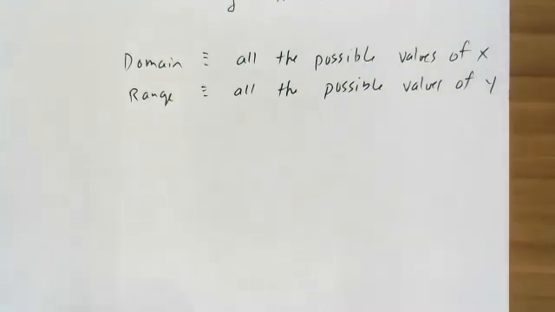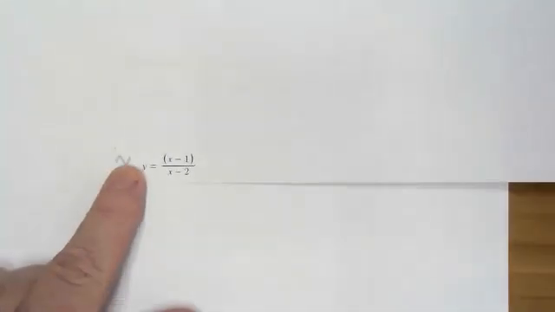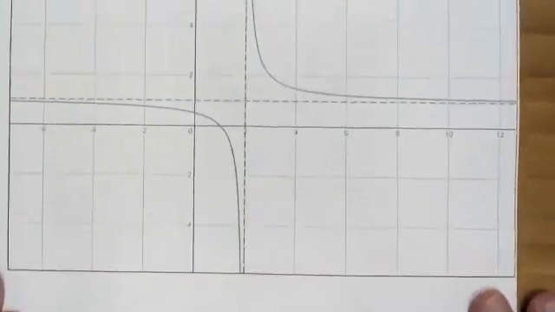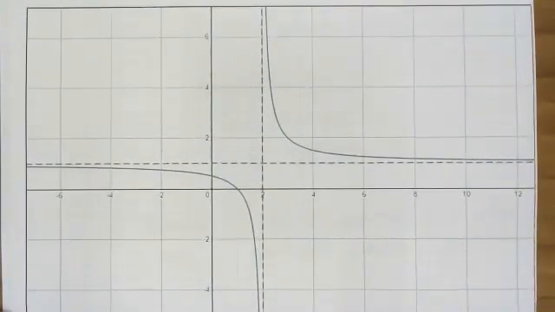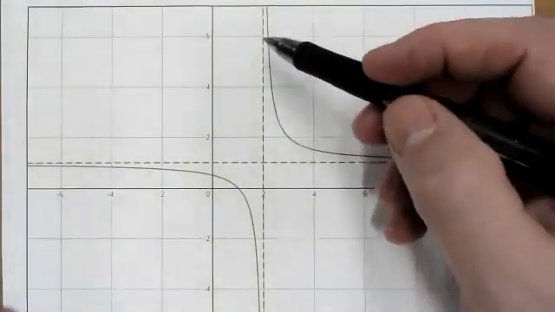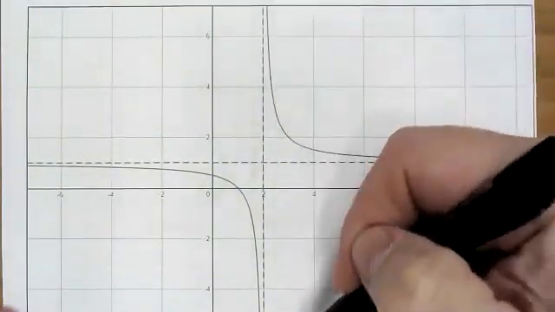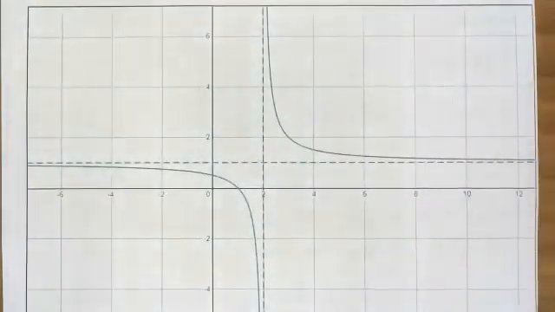Once again, here's a graph of the function (x minus 1) over (x minus 2). It ends up looking like this. Now, we've talked before recently about this thing called asymptotes. You see here we have a vertical asymptote, and here we have a horizontal asymptote.